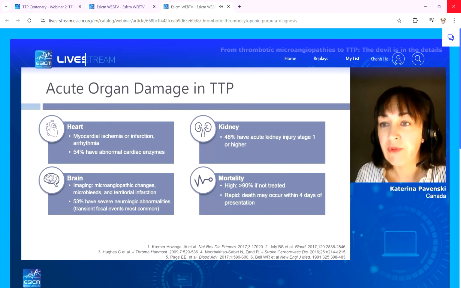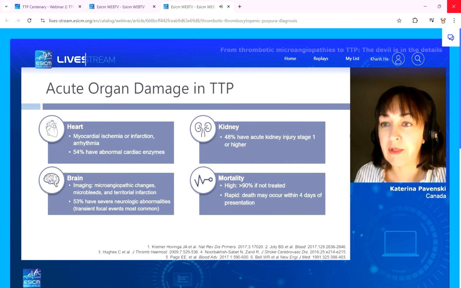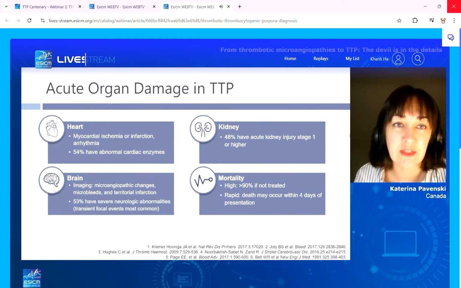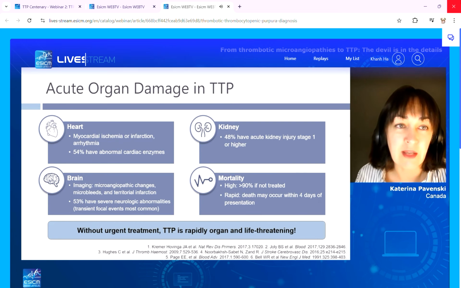And mortality without rapid treatment is very high. So in the past, the mortality exceeded 90%. Moreover, mortality was very rapid. Some of the older manuscripts talk about death occurring within days of presentation. Therefore, it is fundamentally important to suspect TTP and treat it because it is immediately, rapidly organ and life-threatening.